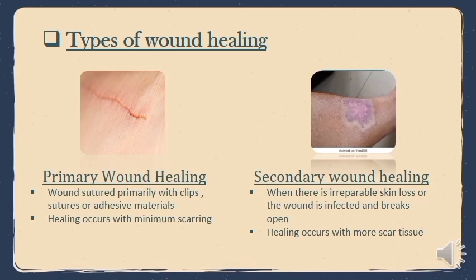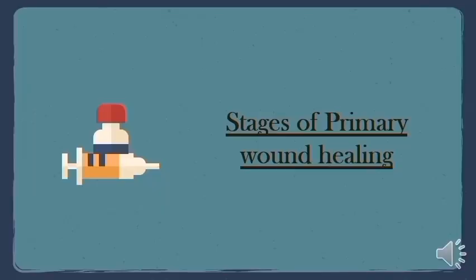And second is secondary wound healing. Secondary wound healing is when there is irreparable skin loss or the wound is infected and breaks open. Healing occurs with more scar tissue. This happens when there is significant tissue loss, right? Or if an object is already inside that wound and the edges are not being approximated because of that object. Okay, and examples are tooth extraction sockets or severe burn injury.